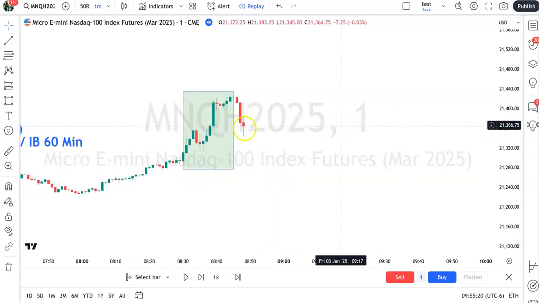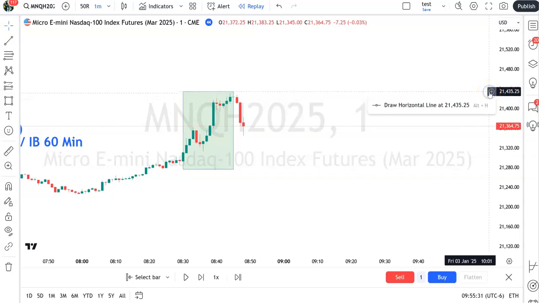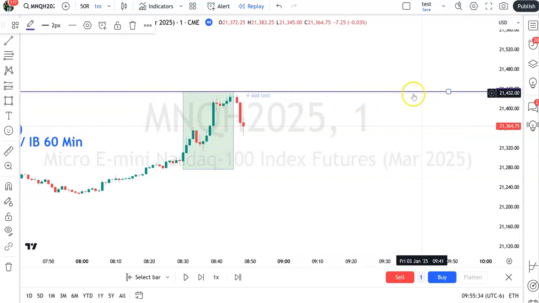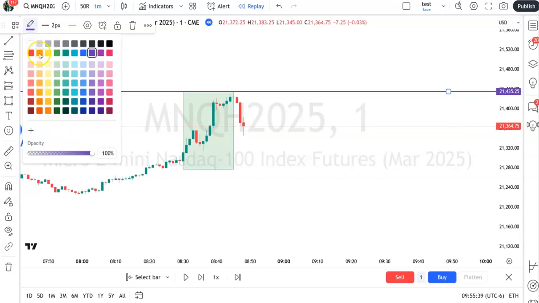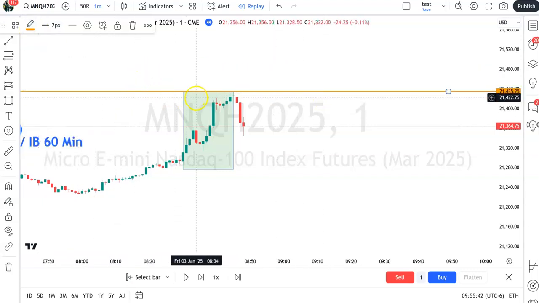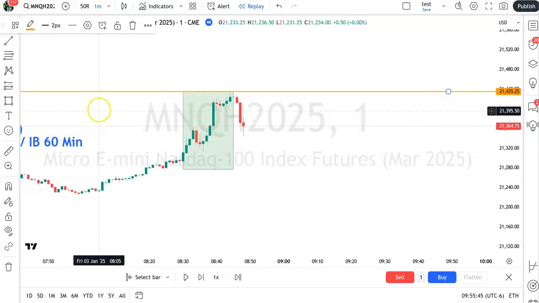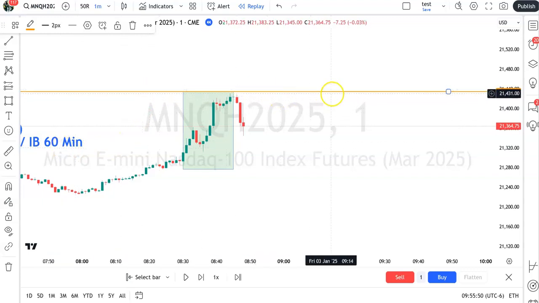So what I do is a couple of things. I go up to this top line here, which is 21,435 and a quarter. So I'm just going to go right over there. And I snap a horizontal line at that point. I color mine orange, because orange starts with the same letter as opening range. That way, when I see an orange line on my chart, I know it always relates to the opening range. And then I do the same on the bottom.